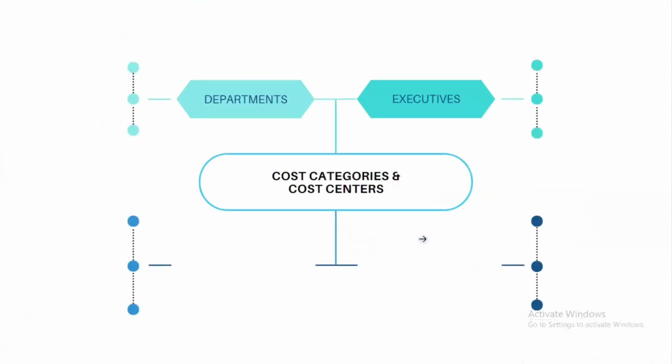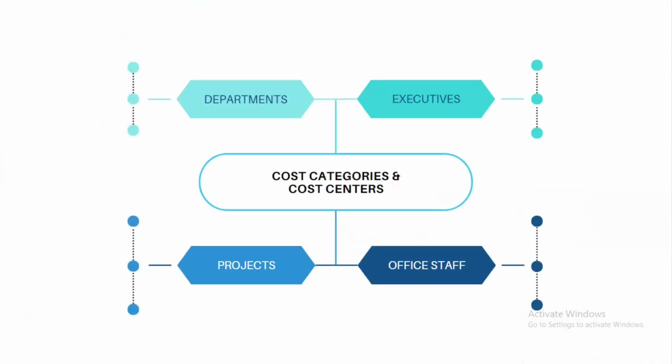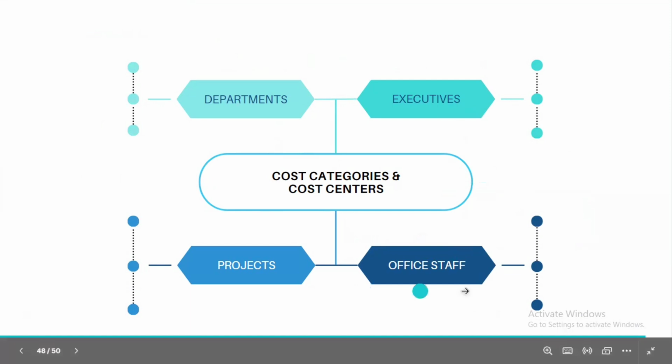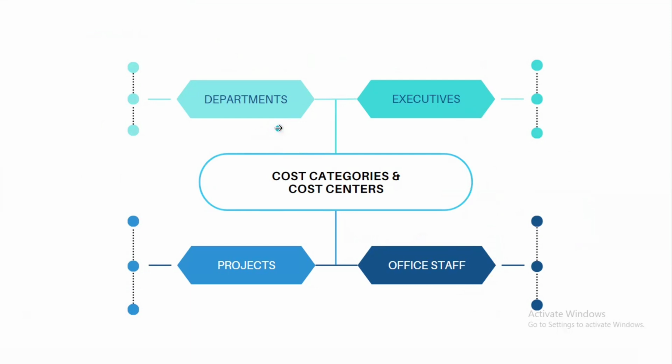Here, departments, executives, projects, and office staff are all cost categories. These are some of the cost categories in an organization. Under the departments category, there are the marketing department, manufacturing department, and finance department. These are the cost centers relating to the departments category. I think now you can understand.